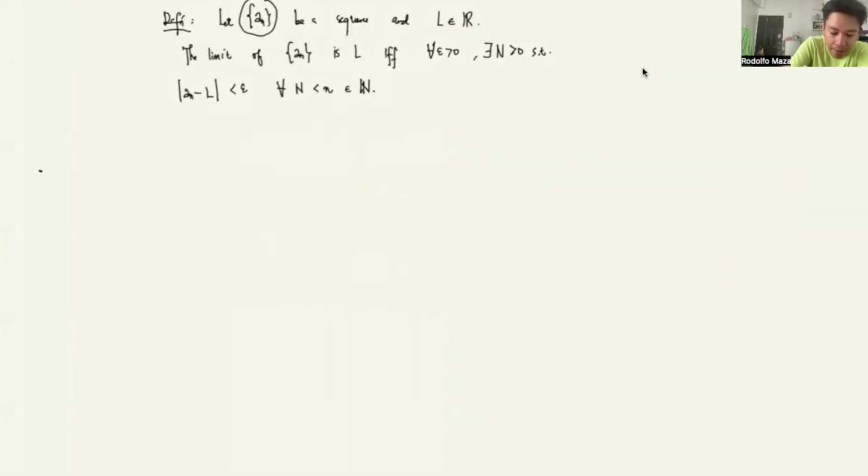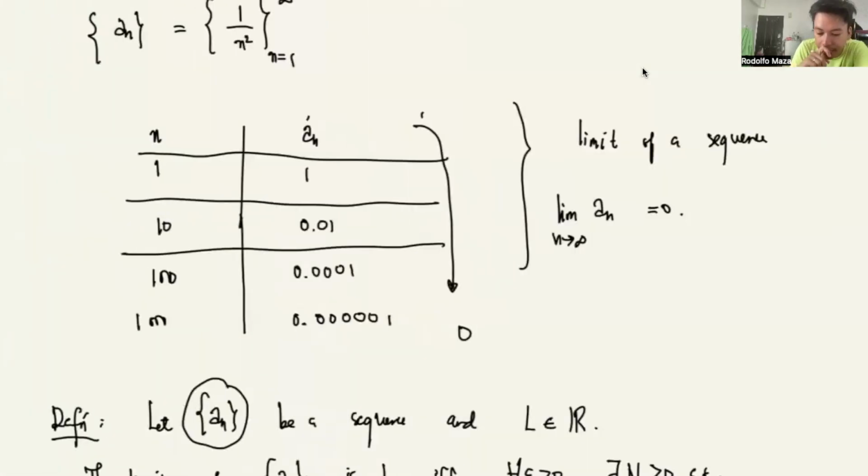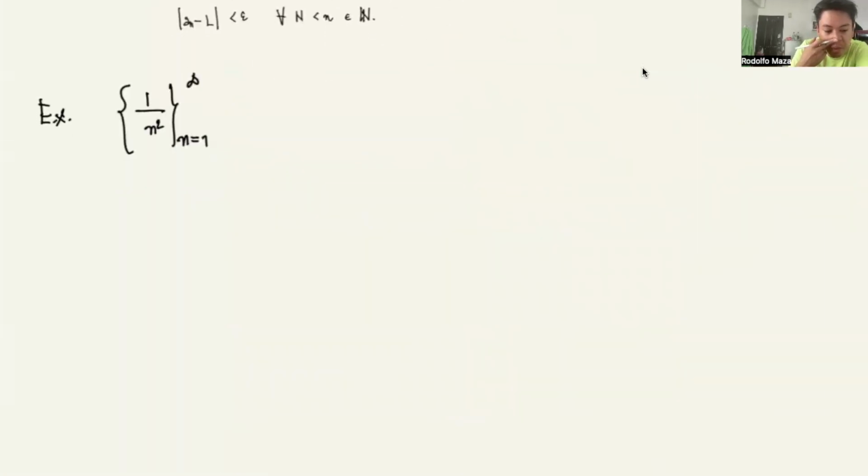So let's say for example, number 1, kunyari yung sequence mo is 1 over n squared as n goes from 1 to infinity. So ito yung kanina, di ba? Kinuha natin ng intuition at nalaman natin that the limit is 0. So, paano natin yan papatunayan that this converges to 0? Kasi alam natin convergent siya. Pero bakit?